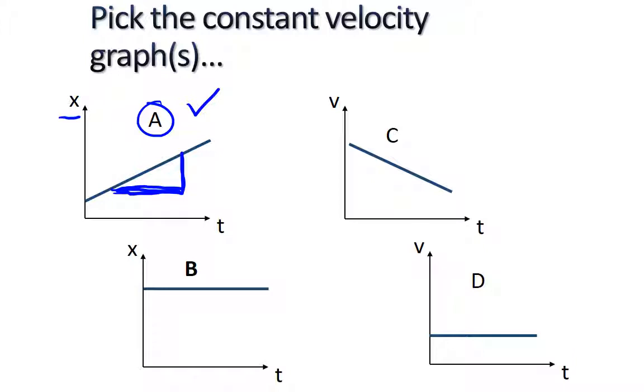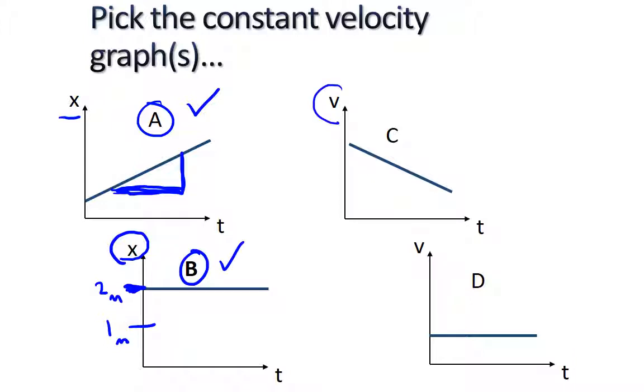Let's take a look at B. What is B telling us? B is telling us our location has not changed. We're still at, let's say this is 1 meter, 2 meters. Our location is still 2 meters. We haven't changed, so our velocity is 0. That works as well. Let's take a look at C.